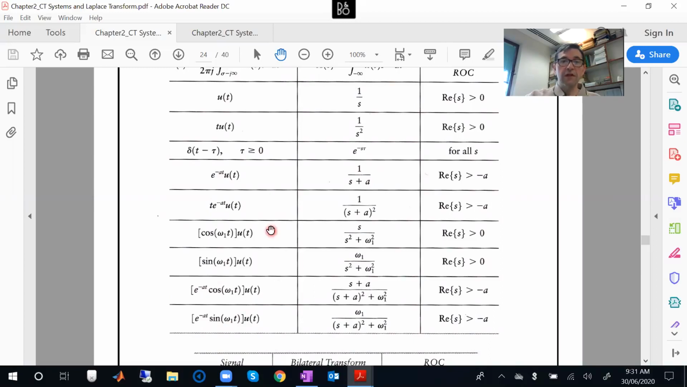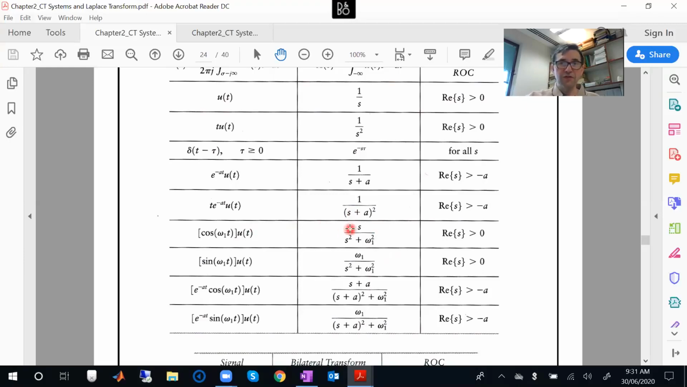What is interesting here, cos and sine, which are very popular functions, of course, we defined these in chapter 1, and sinusoidal functions are very important. You will notice that these only exist for positive time. And these are the Laplace transform respectively. I pose it to you whether there is a Laplace transform for cos omega 1t for all time t, both positive time and negative time.